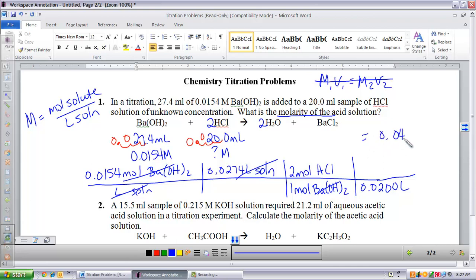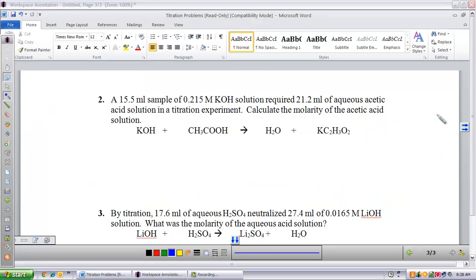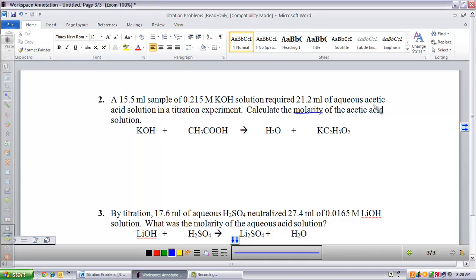When you multiply this out, you get 0.0421 molar, and if you look, you have 3 significant digits in all of these numbers, so your answer will have 3 significant digits. Okay, let's look at another example. Again, you have some given information about one of the compounds and a little bit of information about the other, and so you need to find the molarity.